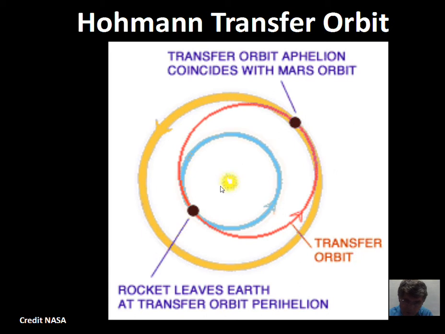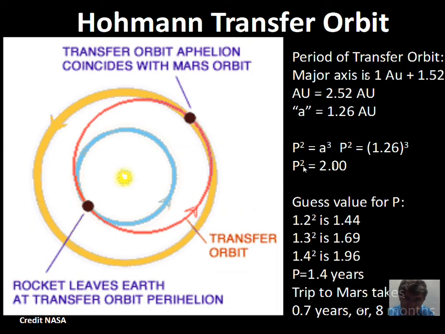Well, we know the sun to Earth is 1 astronomical unit, and the sun to Mars, what do you think that number is? Now, it turns out it's 1.52 astronomical units. So we have 2.52 astronomical units all the way across this ellipse. And cutting that in half, the semi-major axis of this transfer orbit, the red orbit, is 1.26 astronomical units.